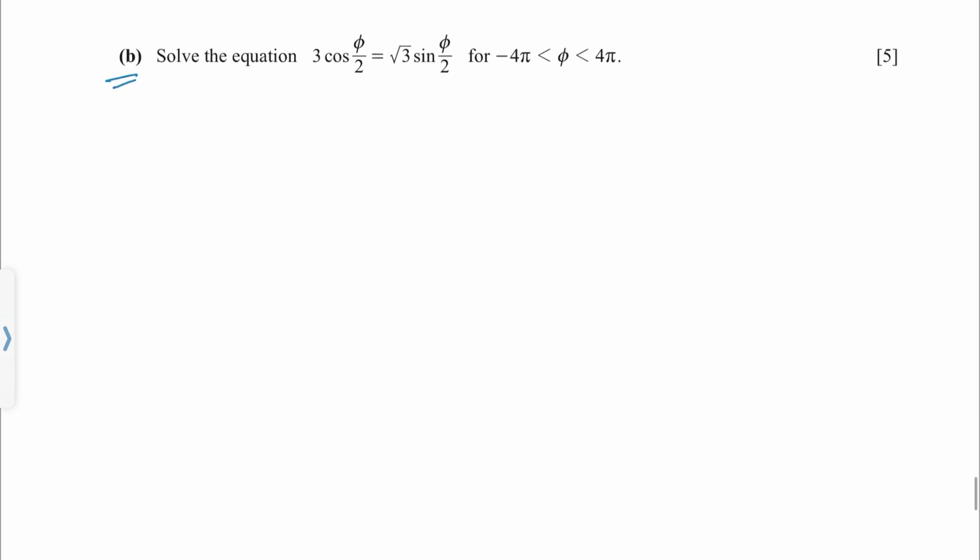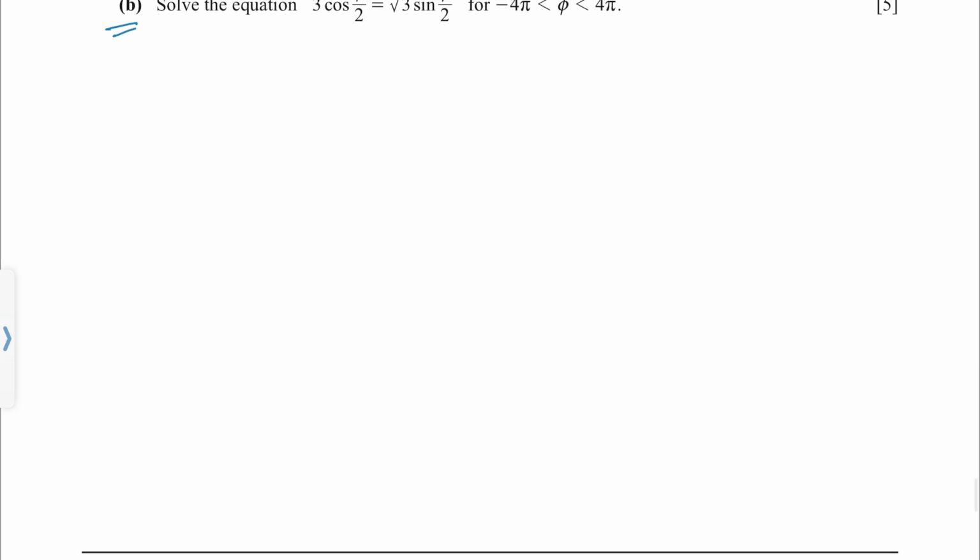Now this is given as, solve the equation 3 cos, this can be written as sigma or anything, we'll be using x, or phi. This is read as phi. So we'll be using phi in this question. This is given as 3 cos phi over 2 is equal to root 3 sine phi over 2. Let's simplify it a little bit.